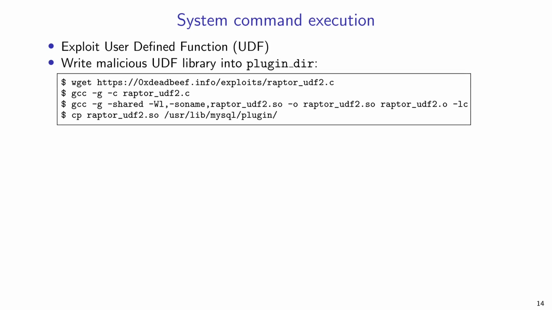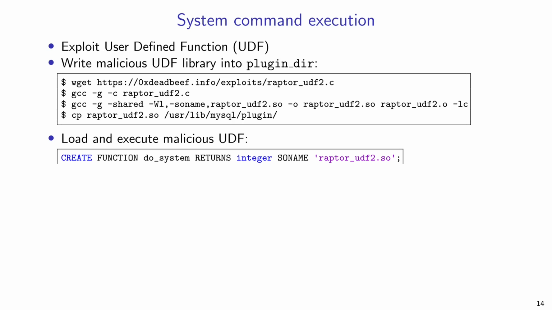Here is how it could look. Here, the attacker downloads Raptor UDF, which is a simple function that can be used to execute system commands. The attacker then compiles the function and copies the resulting shared library into the plugin directory. Next, the attacker must load and execute the malicious user-defined function. First, the function must be created using the create function statement. This statement can only be executed by the database root user, as it requires the insert privilege on the MySQL database. Once the function is created, any user can call the newly defined doSystem function, which will execute any command it receives using the system user under which the MySQL database process runs.